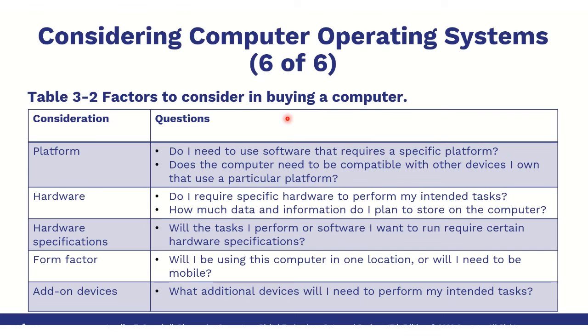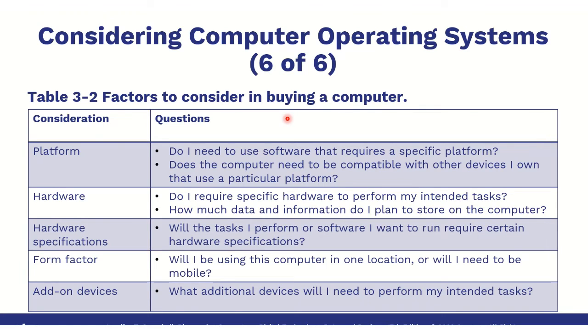So you have to consider the following factors to buy a computer. The platform: do I need to use software that requires a specific platform? For example, if you are heavily using Microsoft Word and Microsoft Office related functions, then you must choose a Microsoft platform. If you want to do a lot of machine learning and data science related activities, you should choose Linux or MacBook because those are good for server side computing.